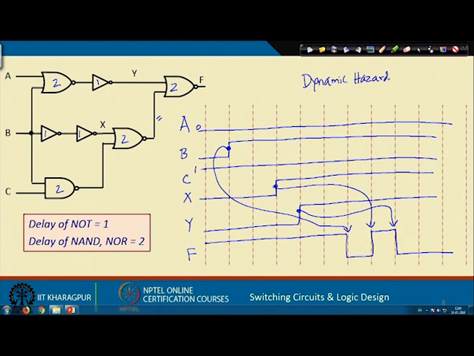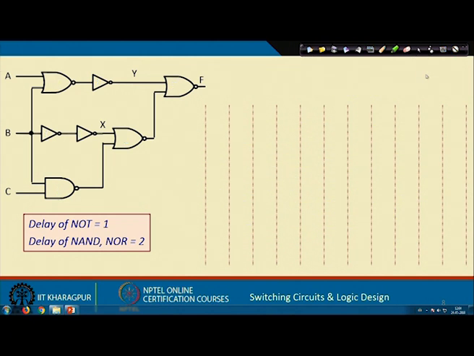So, we are not going into any theory behind static or dynamic hazard, just I have shown you one example, and with the help of the example we have seen how this hazard shows up. Okay.